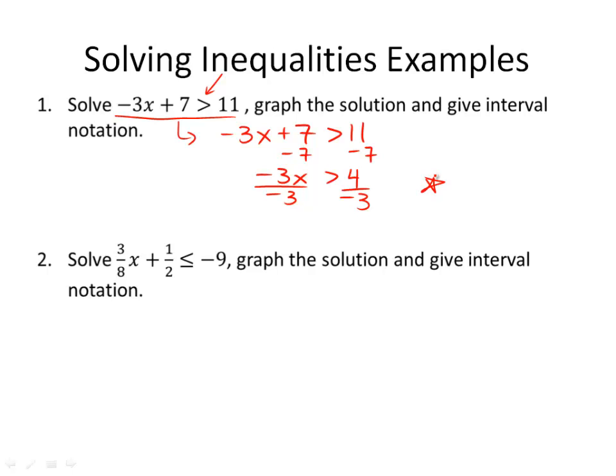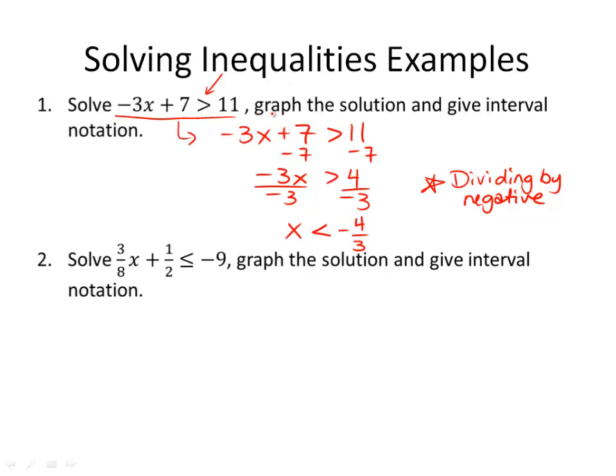Attention! What are we doing? We are dividing by a negative, which means the sign needs to switch. So we have x is less than negative 4/3. Now the negative can be top, bottom, or middle. It doesn't matter as long as it's in one place.